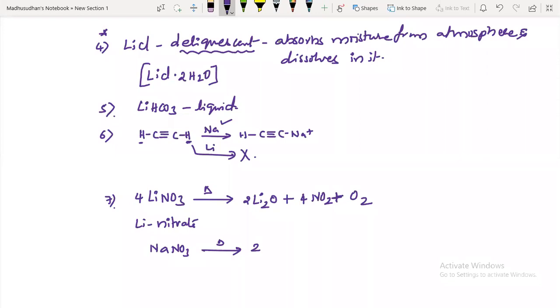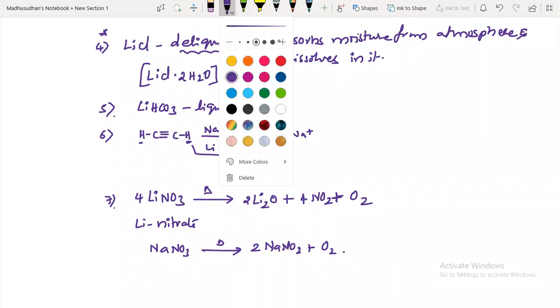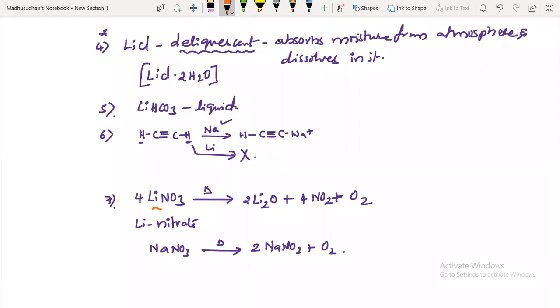I'll give you the difference now. NaNO2 and oxygen, they are forming. So what is the difference between these two decomposition reactions? Lithium nitrate on decomposition forms oxides. And here sodium nitrate does not form oxides. There is no oxide here. That is the basic difference between lithium nitrate decomposition and other nitrates of the group.